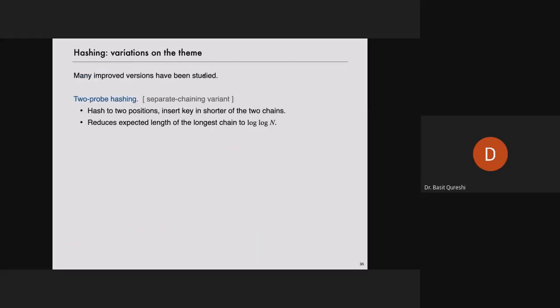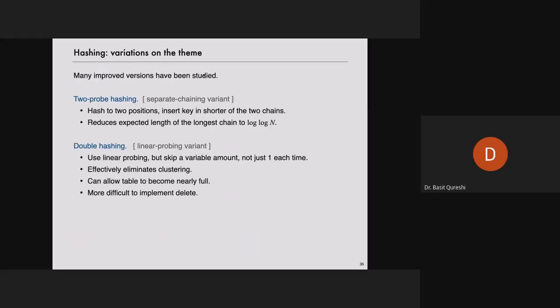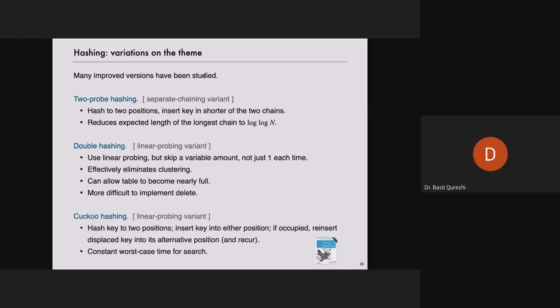Okay, we have some other variants for linear probing or hashing. There's something called two-probe hashing, so we use two hash functions. There's also double hashing. There's a video that I would like you to watch; I'll point you to it in a few minutes. There's also something called cuckoo hashing. This is also interesting if you go ahead and look at it.